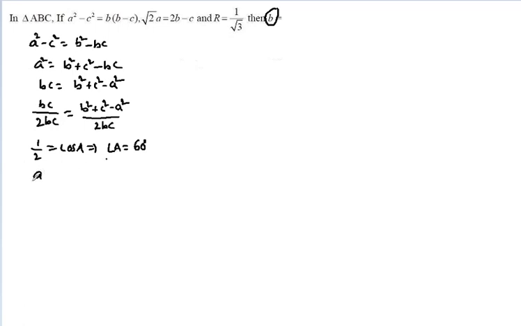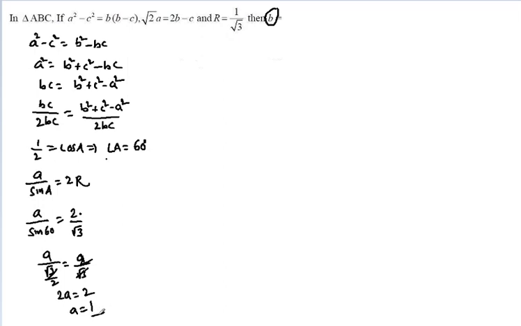So we know from the sine rule that small a by sin A is equal to 2R. Here, small a by sin 60 is equal to 2 into the capital R value, which is given as 1 by root 3, that is 2 by root 3. So a by sin 60, that is root 3 by 2, is equal to 2 by root 3. Here root 3 cancelled. So 2a is equal to 2, a is equal to 1. This is the value of a.